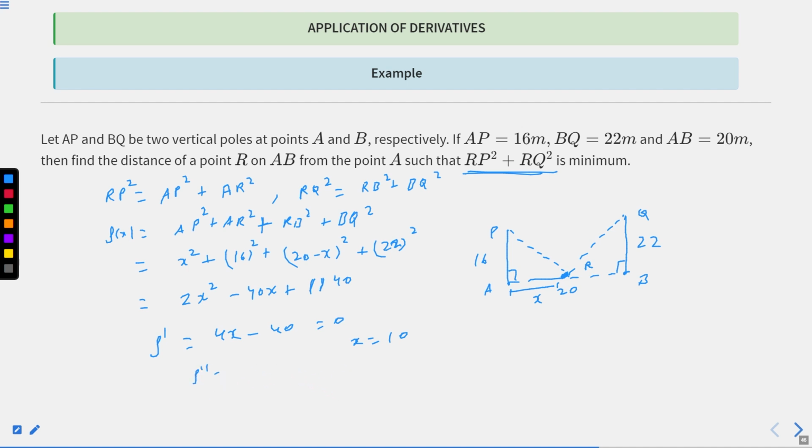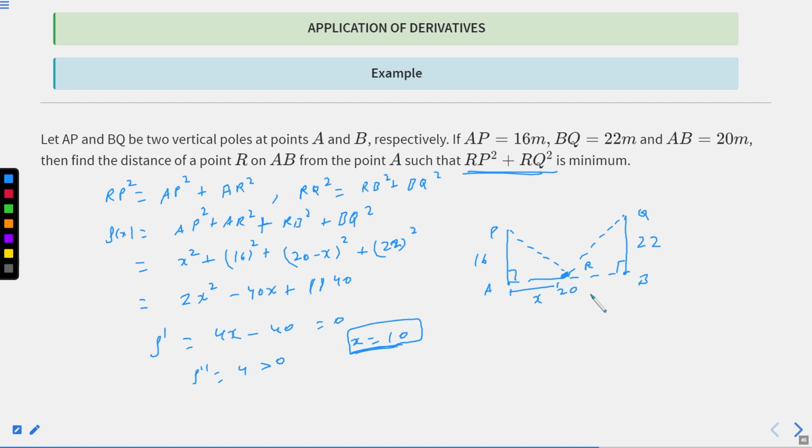Now the double derivative will give me 4. 4 is positive. As you know, if f double prime at this point is positive, this point will be my local minimum. So x is equal to 10 will be my local minimum. Okay, clear? I hope it is clear to you. So you will get AR is equal to x. Okay, so the point will be 10 meters from A. I hope it is clear to you.